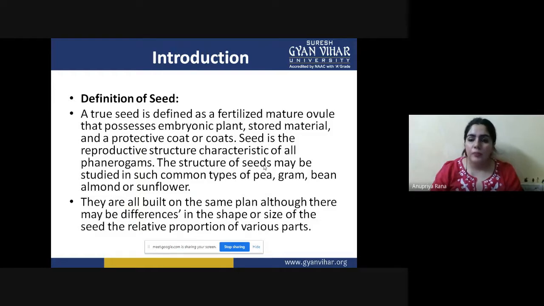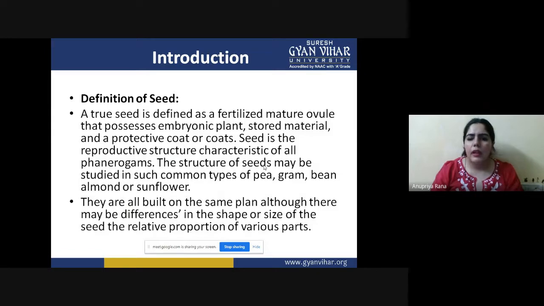If we want to see what a seed structure looks like in overview, they firstly have the seed coat, which is the outer covering of a seed, which helps the seed to be protected from harsh conditions, environmental stress, and many other toxic environments. And inside the seed, they have the stored material and the embryonic plant, which are very important reproductive structures inside the phanerogams.